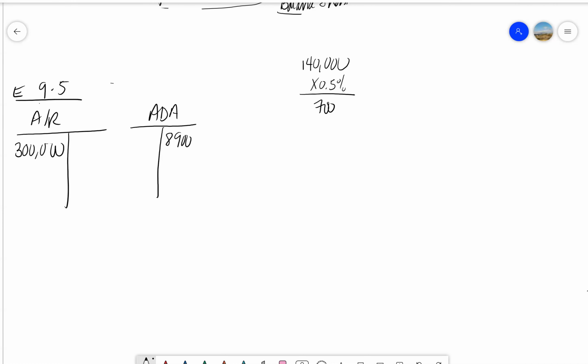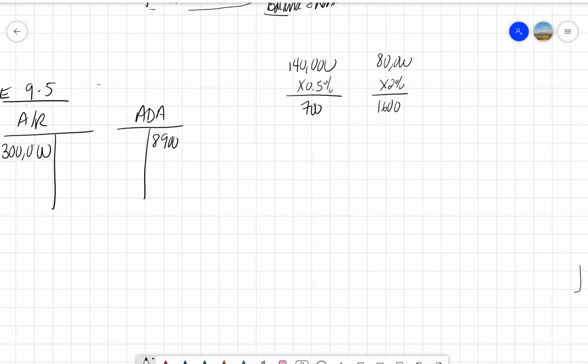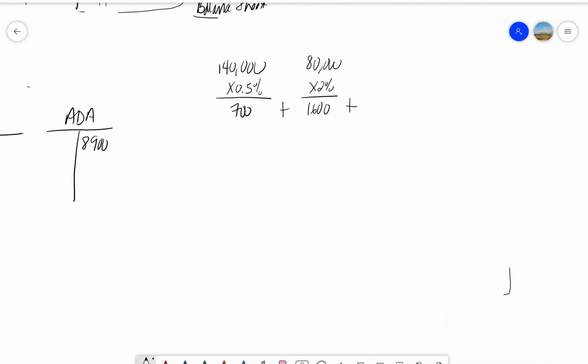Then we go to the next one. The 80,000 has been outstanding between 31 and 60 days. So the percentage has increased because it's been outstanding longer, so there's a greater chance we're not going to collect those amounts. We estimate that out of the 80,000, 1,600 will be uncollected. And then we just continue on. In the next column, 70,000 times 6%. And then in the final column, 10,000 times 50%. If we add up these numbers, this gives us a total of 11,500.